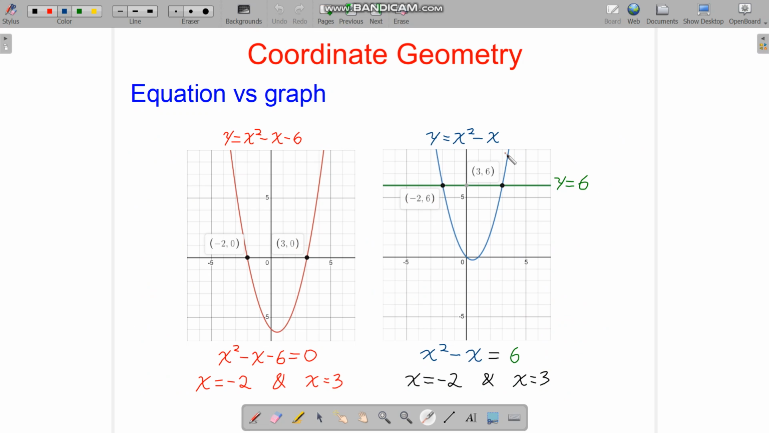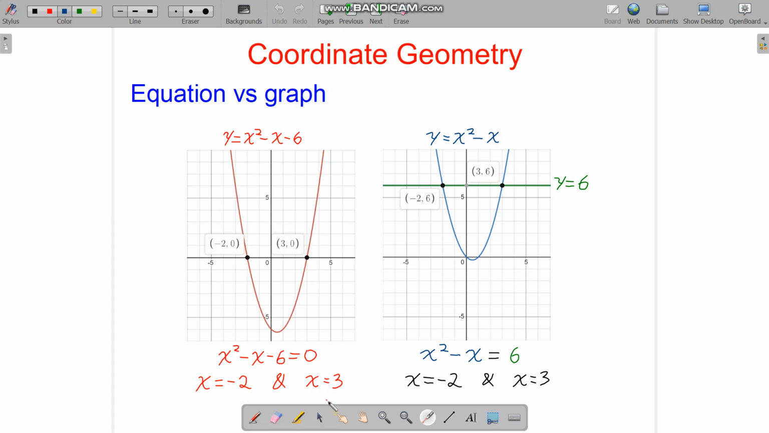So here let's say we have the equation y equals x squared minus x minus 6. Well, we can find the x-intercepts. Remember, this is when y equals 0, so x squared minus x minus 6 equals 0, and we can solve this using the quadratic formula, and we get x equals minus 2, x equals 3. So the solution to this equation is minus 2 and 3.